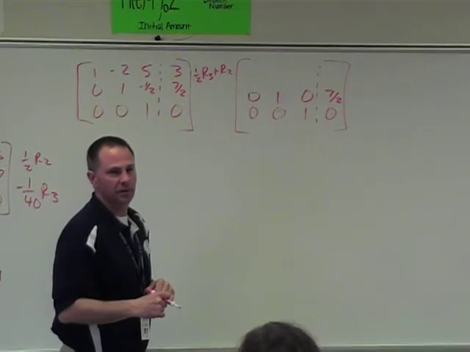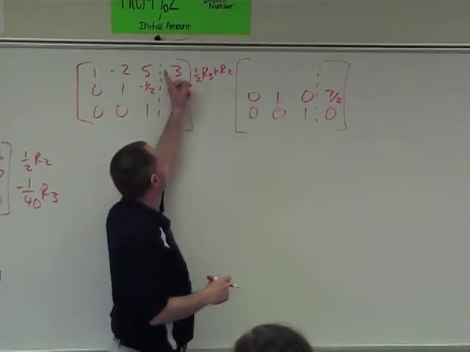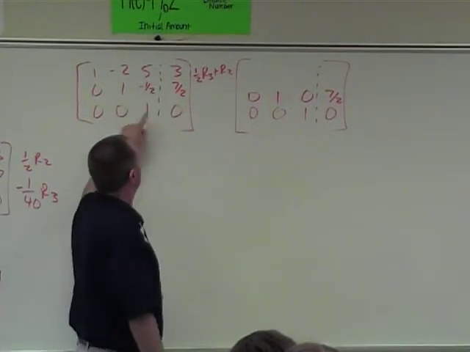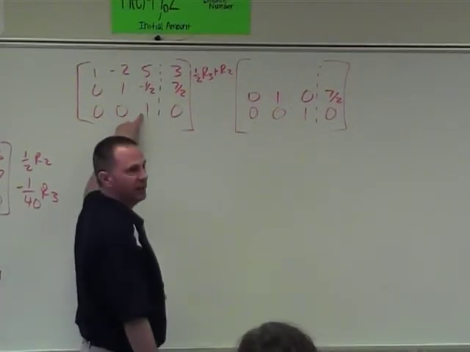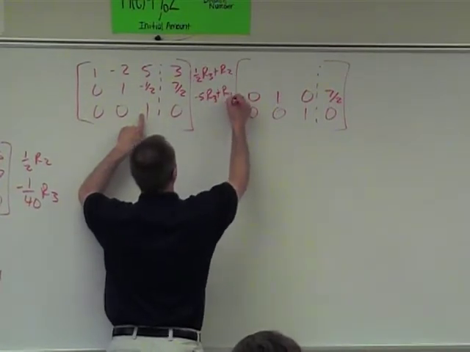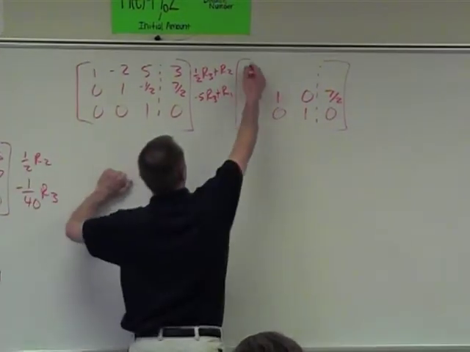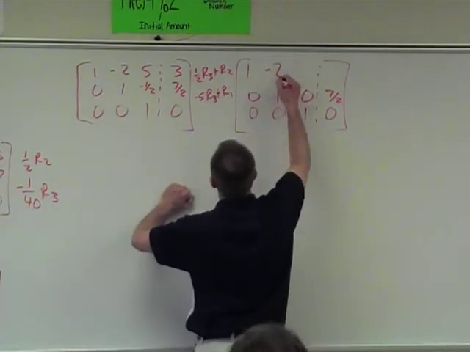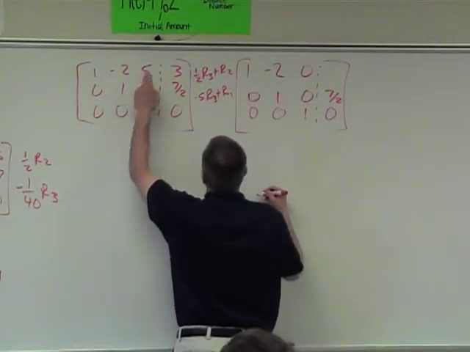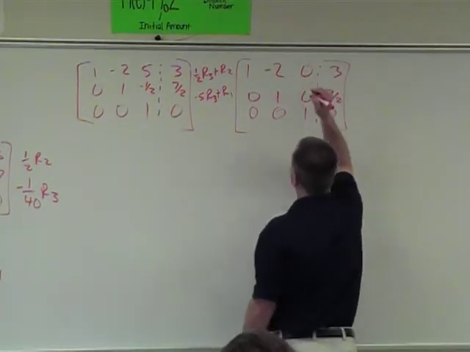What do I do next? I want to eliminate that 5. Again, I'm just going to do this in all one step. Multiply row 3 by -5 and add to row 1. 0 plus 1 is 1. 0 plus -2 is -2. -5 and 5 is 0. 0 and 3 is 3. Questions?